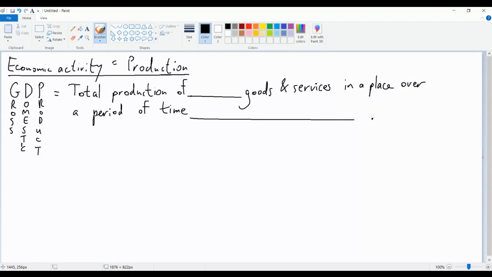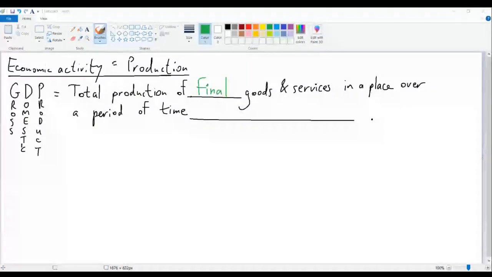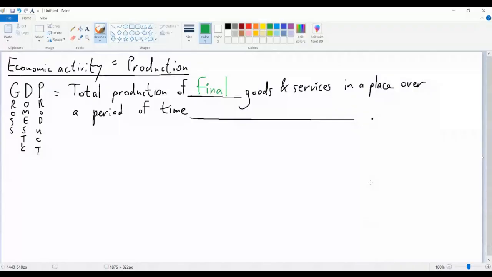When a good is already all complete, all done, ready to be consumed, and is purchased by the final user, in this case, me, we call that a final good. And those are the only ones we want to count when we're measuring GDP. Why do we only want to count these? Well, what other kinds of goods could there be?